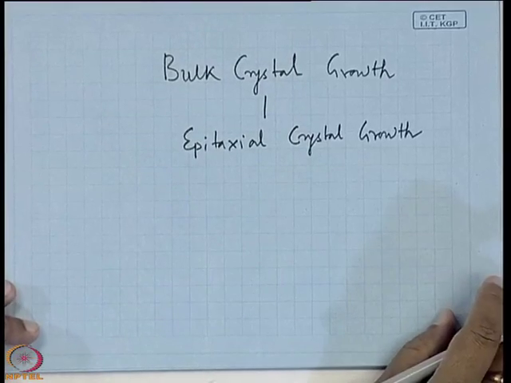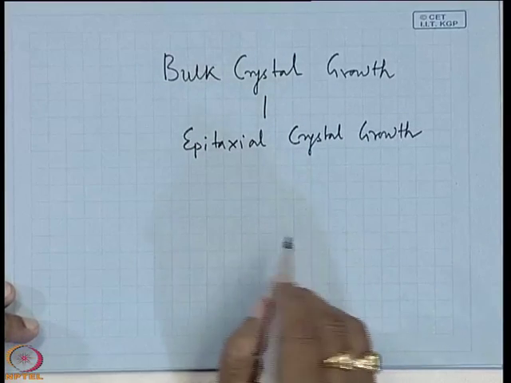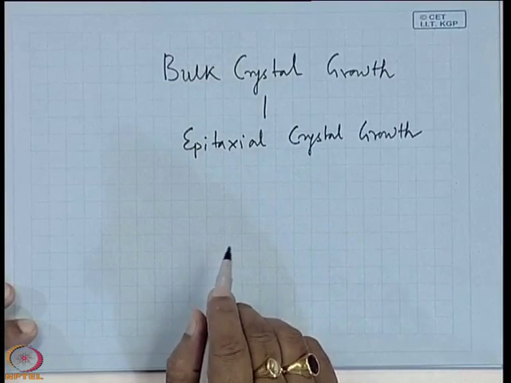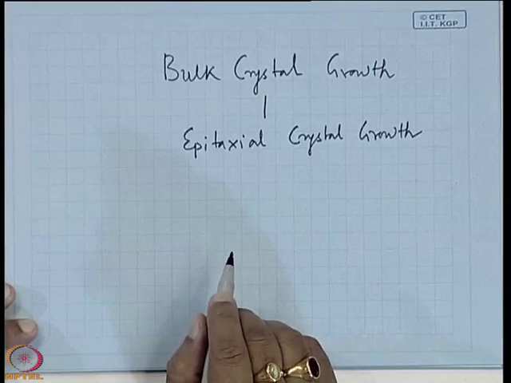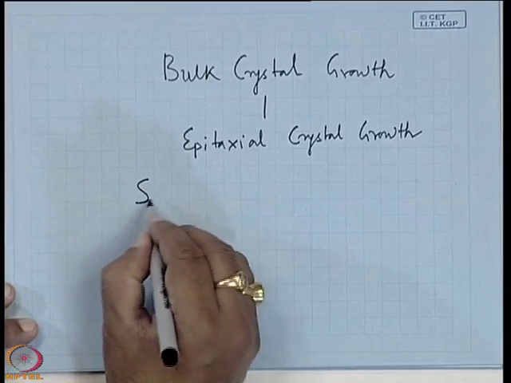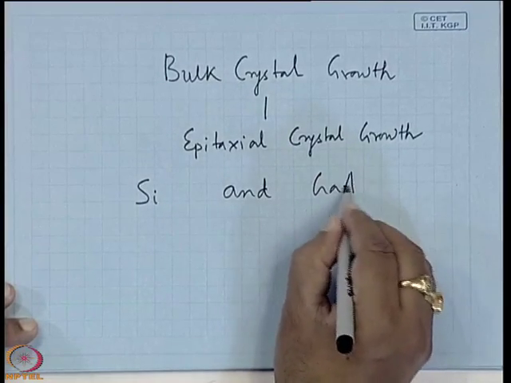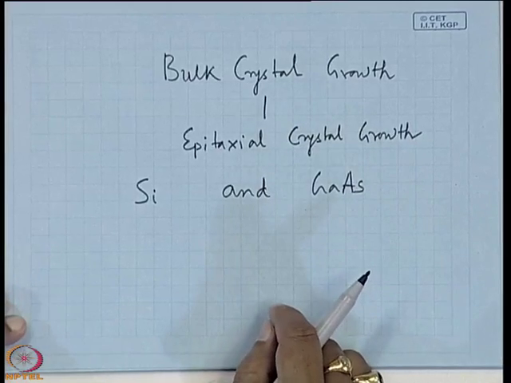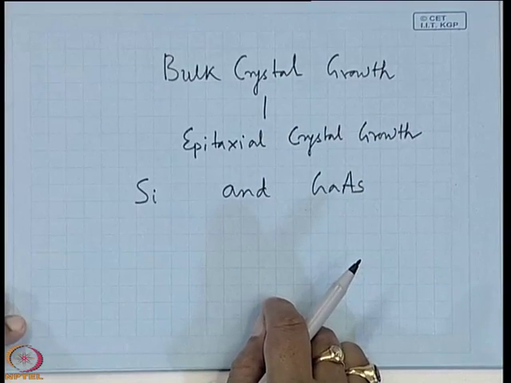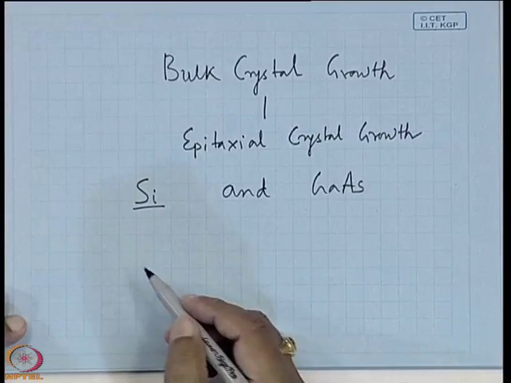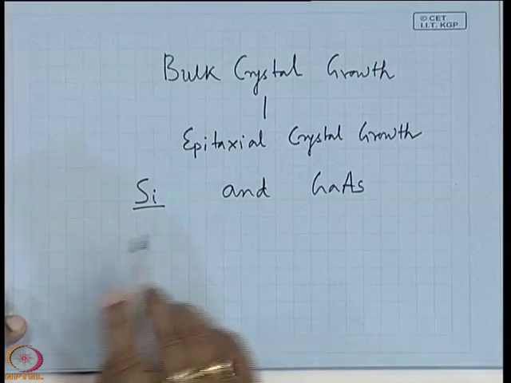Now, in bulk crystal growth, mainly we shall concentrate our discussion on silicon and gallium arsenide. Why? Because these are the two most important semiconductors which are used for the fabrication of semiconductor devices, and you know that silicon is the most important material. We have discussed this thing in our earlier class.